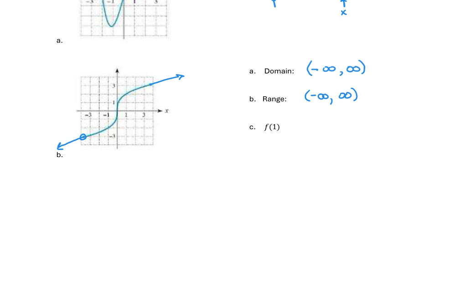And the last thing we want is to evaluate the function. So we have f of 1, which means that we are looking for the point that has an x coordinate of 1. So if we come over to where x is 1, we find where it touches the graph. It touches our graph up here, and so we get f of 1 is equal to 2.